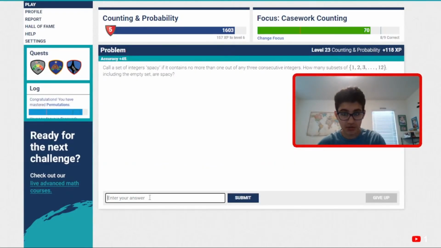One more. Call a set of integers spacey if it contains no more than one out of any three consecutive integers. So what does this mean?